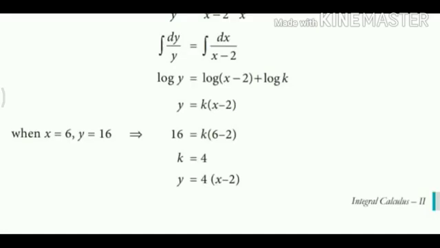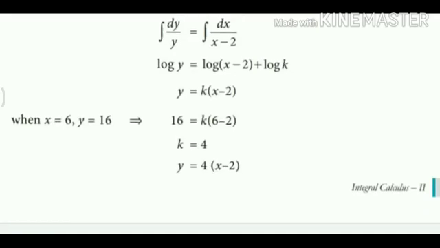So after taking the log, y equal to k into x minus 2. In the question it is given that x equal to 6 and y equal to 16. So substitute these values in the equation y equal to k into x minus 2 in order to find the value of k. So 16 equal to k into 6 minus 2, it gives k equal to 4. Therefore our equation becomes, substituting the value of k, y equal to 4 into x minus 2.